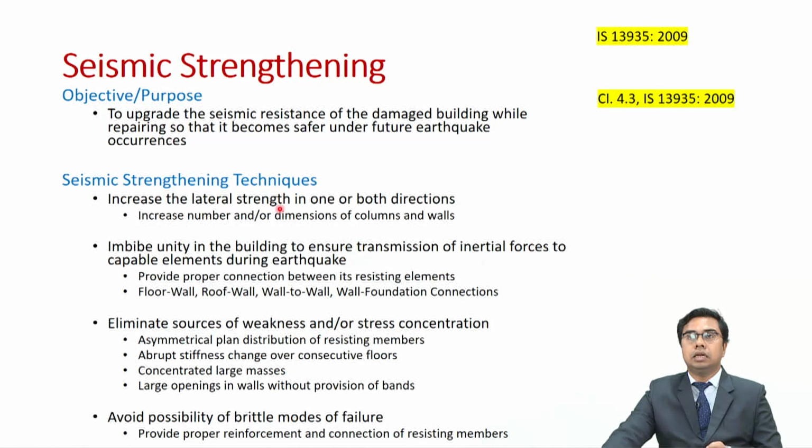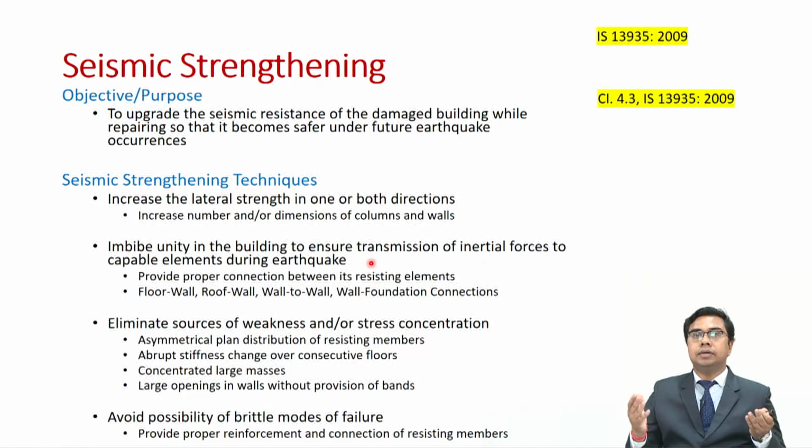We can increase the lateral strength in one or both the actions. For this, we will increase the number and dimensions of column and wall. We will imbibe unity in the building to ensure transmission of inertial forces to capable elements during an earthquake. What does it mean? For example, there are some damaged members in any given building, but there are some members which are capable. So, what we will do is provide proper connection between these members so that the inertial forces during an earthquake are transmitted to those capable members.